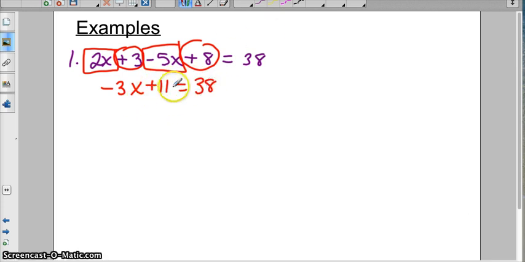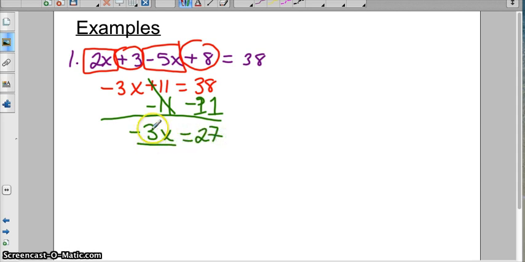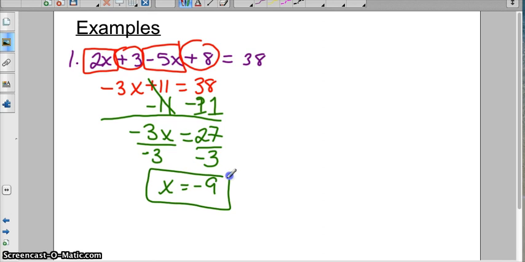Now the next step is to move the number to the other side that is away from the variable, in other words not touching the variable. So we're going to subtract 11 since it's positive 11. Oops, minus 11. So those cancel out. So we now have negative 3x equals positive 27. And this is negative 3 times x, so we're now going to divide by negative 3 to cancel it out and get x by itself. So x equals negative 9.